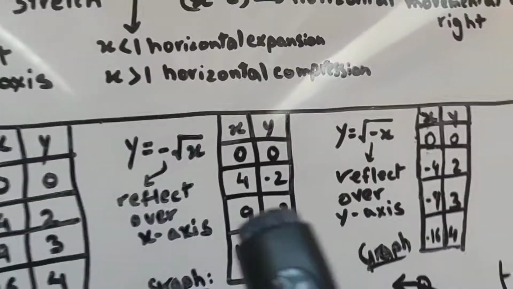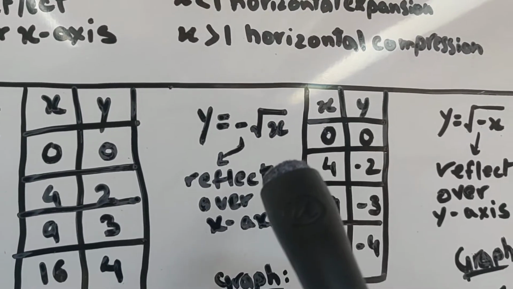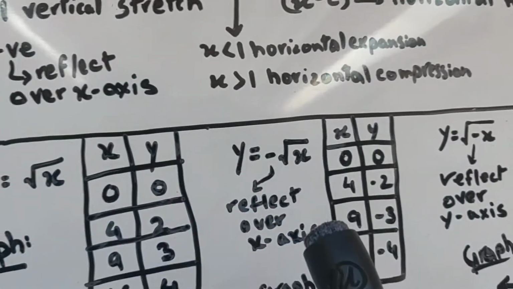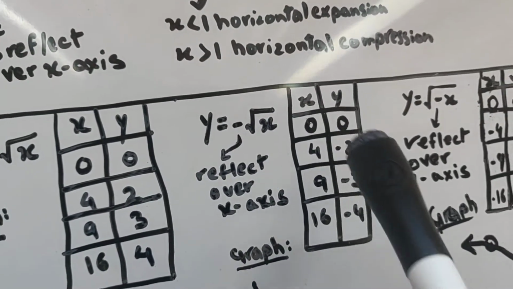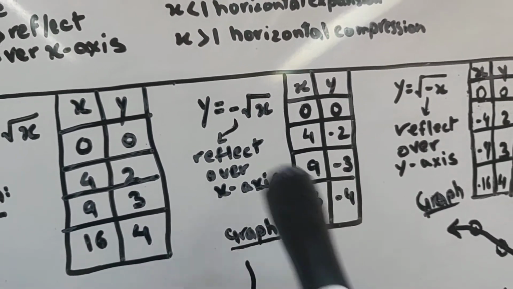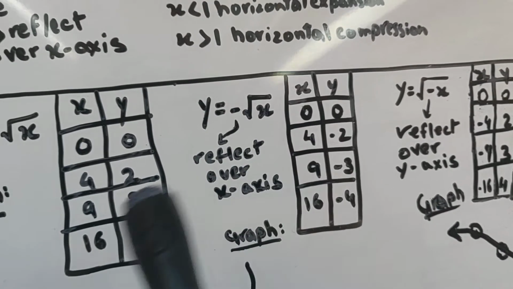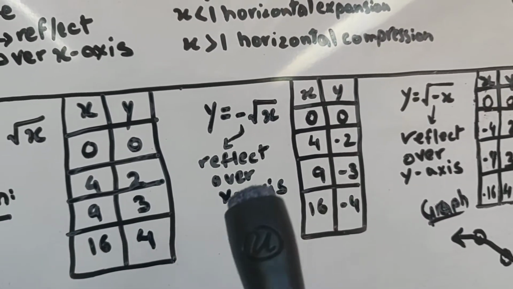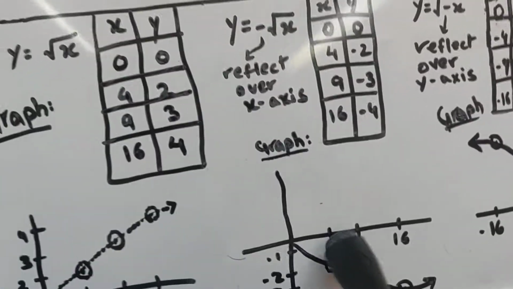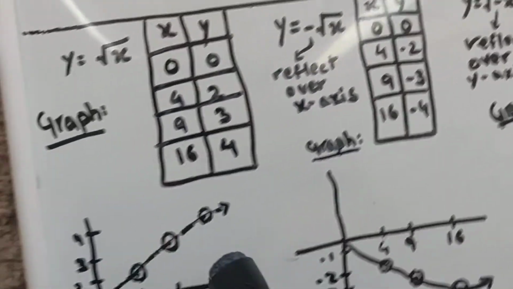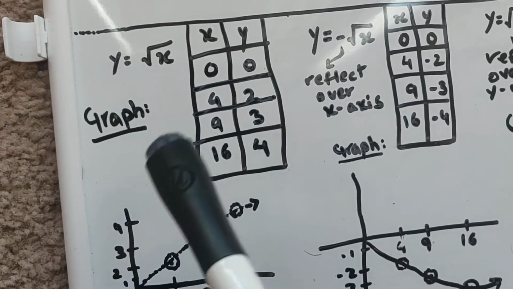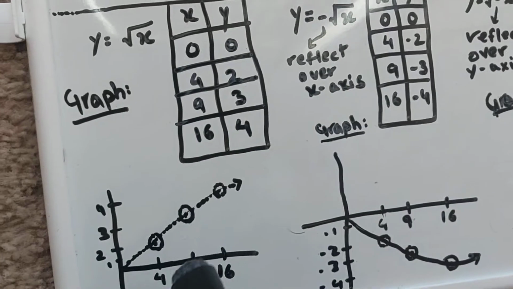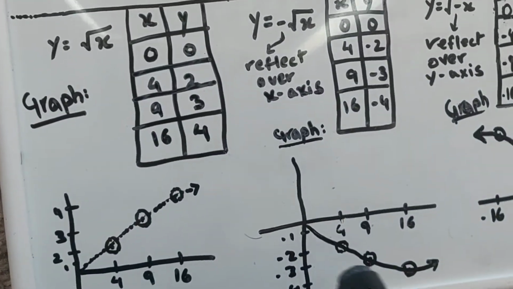Now if we go with y equals negative square root of x, I told you earlier, if it's negative, it's a reflection on the x-axis. We put in the values so I can make the graph easier. Just like that, 4, 9, 16, I get negative values. So it is a reflection on the x-axis. Instead of moving upward, it moves down. It's the same graph, but reflected downward, you can see.